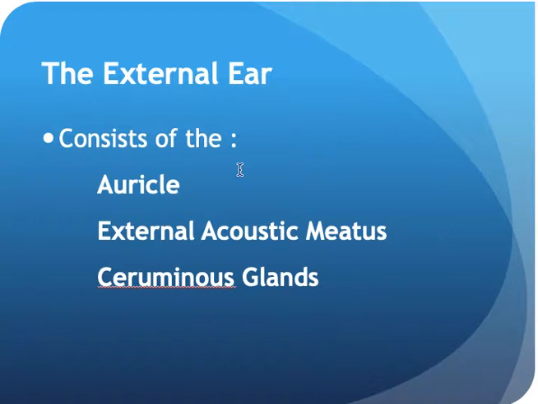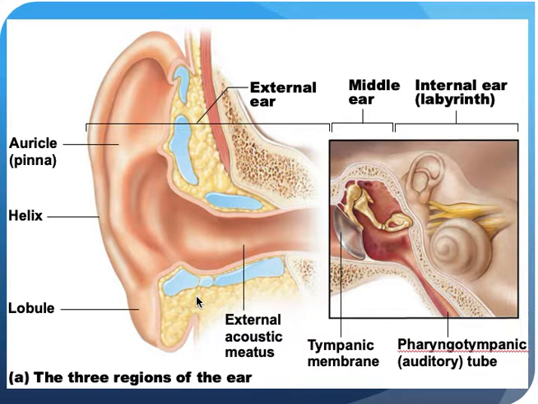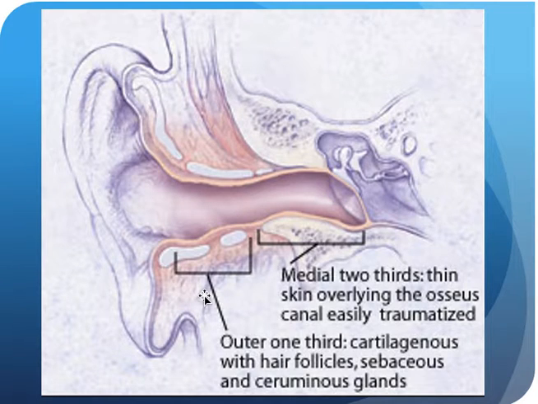So here is my external ear. It's going to consist of the auricle. It's going to consist of this external acoustic meatus. We saw that when we looked at the skull a little bit. And then we're also going to have these ceruminous glands. Okay, so here again, we just want to find all those things. Find the auricle, find the canal here, or the meatus. And then down at the bottom here, we'll see it in another picture, is going to be our ceruminous glands, or our wax glands.